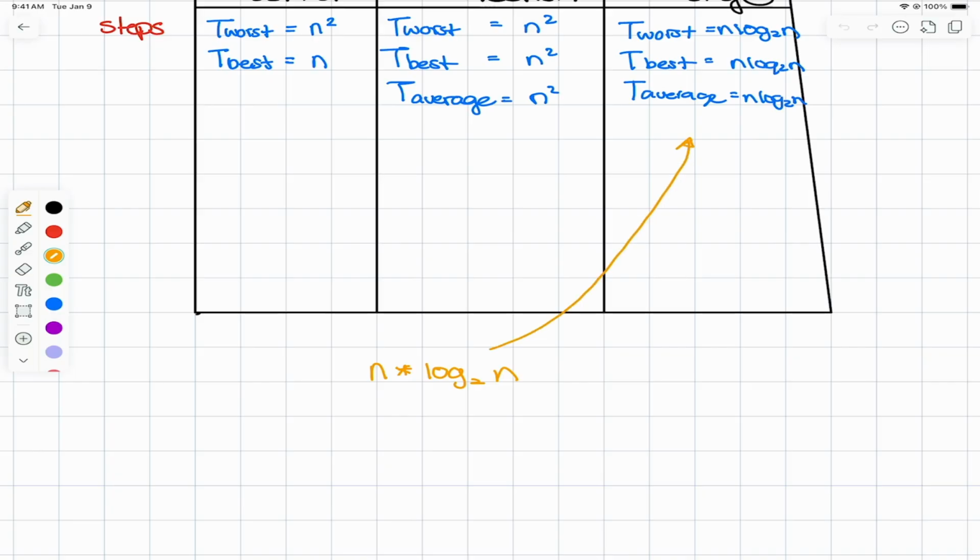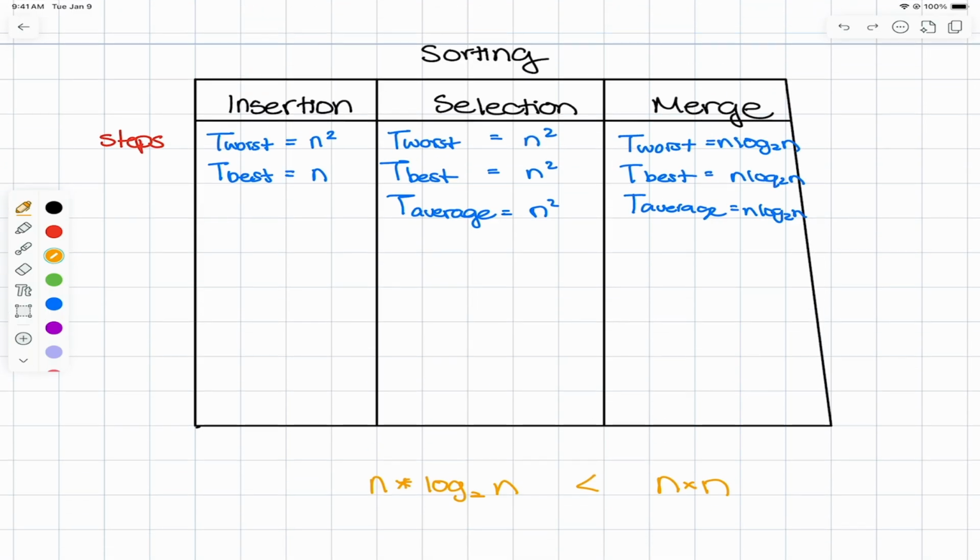And when we say n squared, what we really mean is n times n. So hopefully we can see that n times log base 2 of n will always take less time than n times n. So when I say we escape that n squared world, it's because the growth of merge sort will always be fundamentally smaller than either of the worst case scenarios for insertion or selection sort.